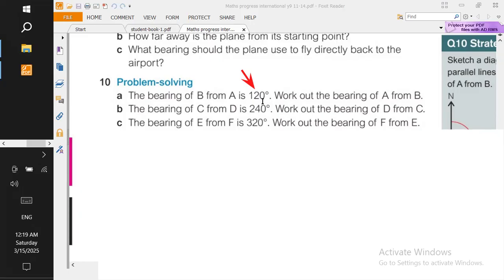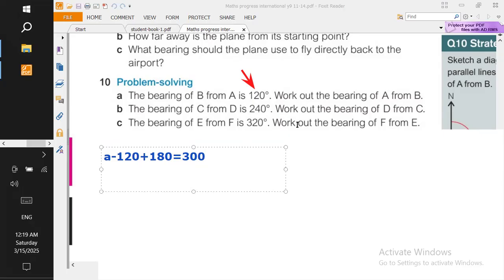So let's take a look at the first one. The first one is 120. Because 120 is less than 180, it means I have to add 180 to it. And the answer will be, very good, it's going to be 300 degrees. So the bearing for question A is 300 degrees. Same idea with question B and C.